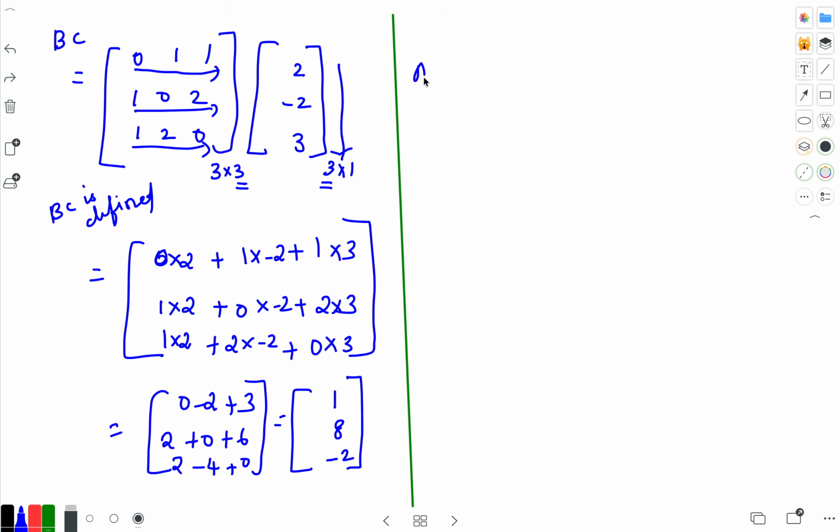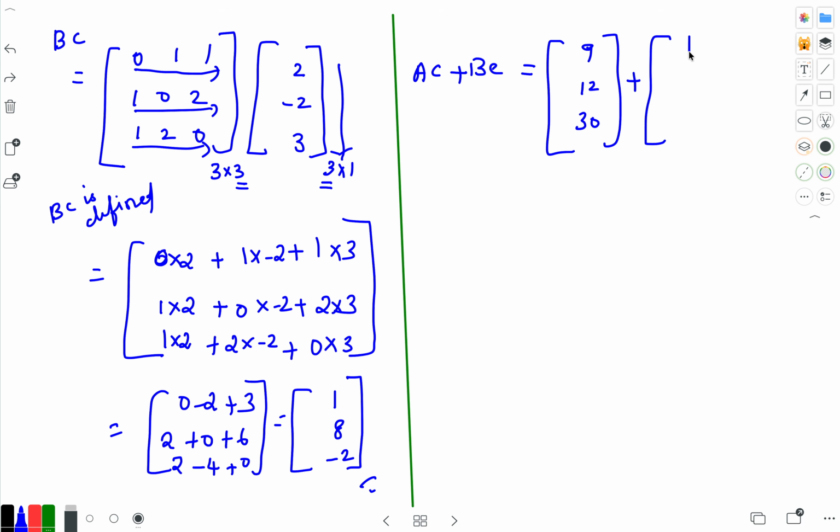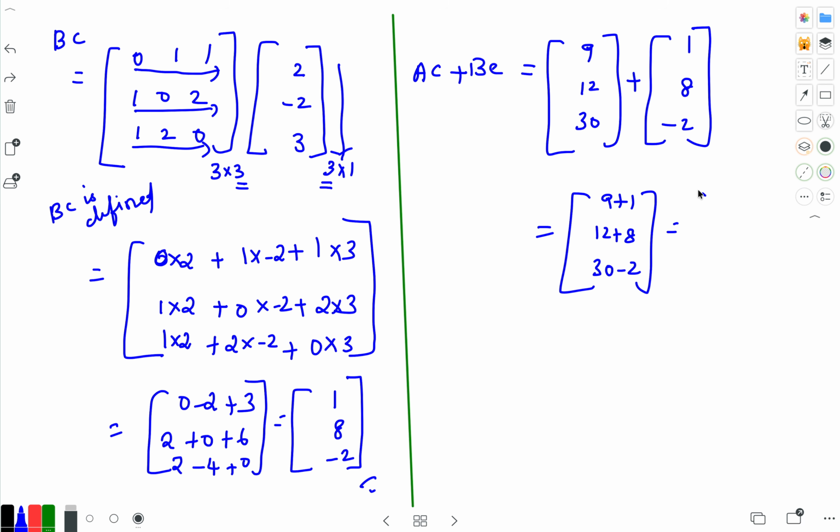Next let's find out AC plus BC. What is AC? 9, 12, 30 plus BC is 1, 8, minus 2. That is 9 plus 1, 12 plus 8, 30 minus 2. 10, 20, 28.